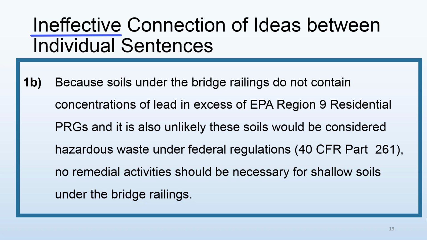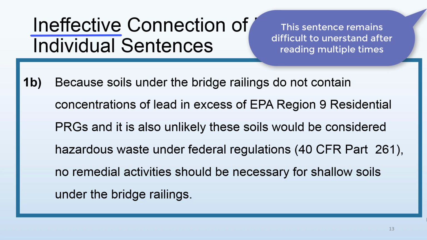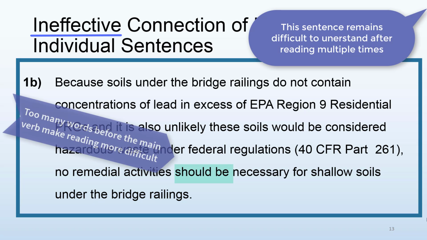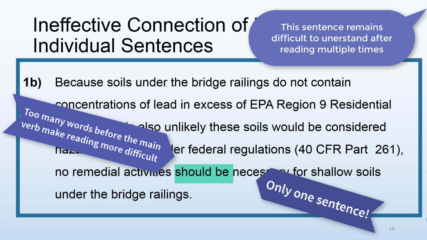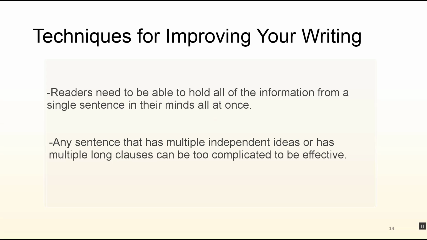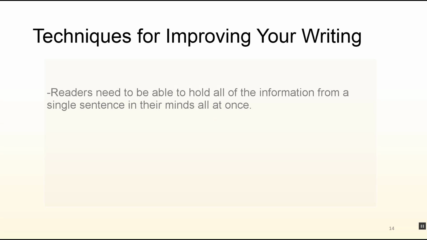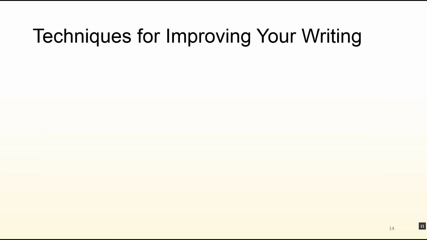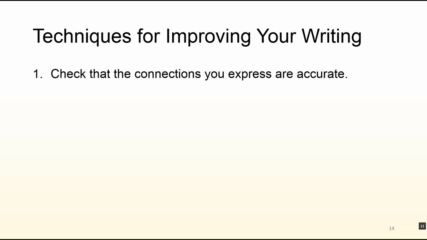Compared to example 1a, example 1b has the same information and main ideas, but is very ineffective. Instead of separating the 3 ideas into 3 sentences, the author of example 1b has used only one complex sentence structure. Readers need to be able to hold the information from a single sentence in their minds all at once. Any sentence that presents multiple independent ideas or has multiple long clauses is probably going to be too complicated to be effective. These 4 techniques will help you revise ineffective, complicated sentences in your own writing. First, check that the expressions you express are accurate.